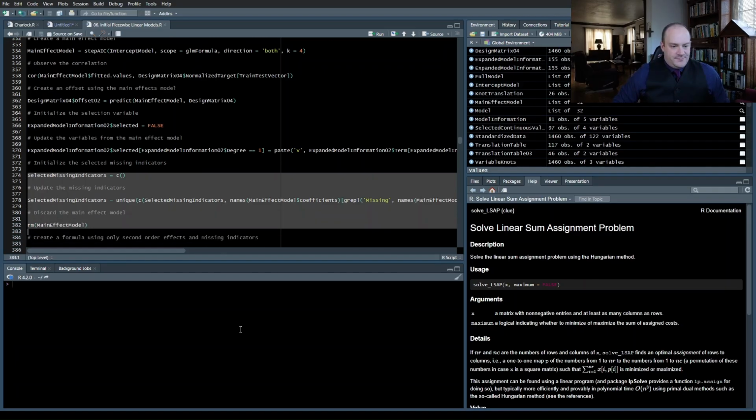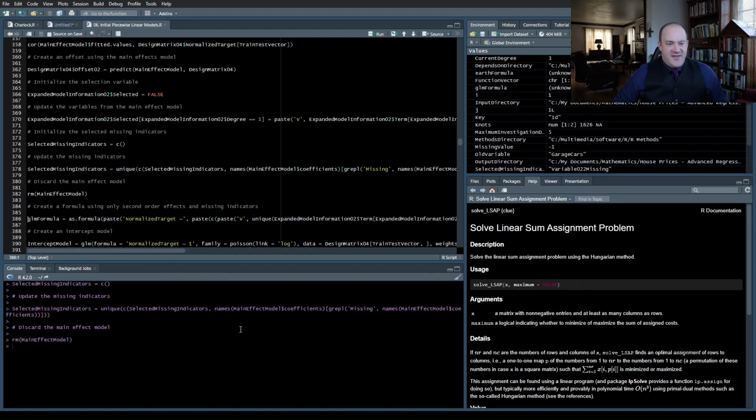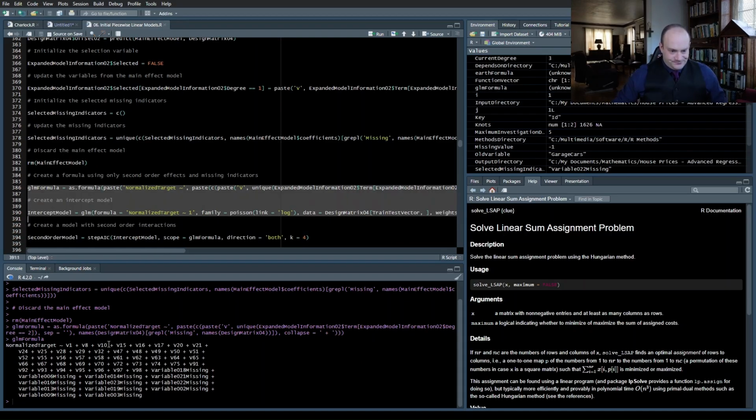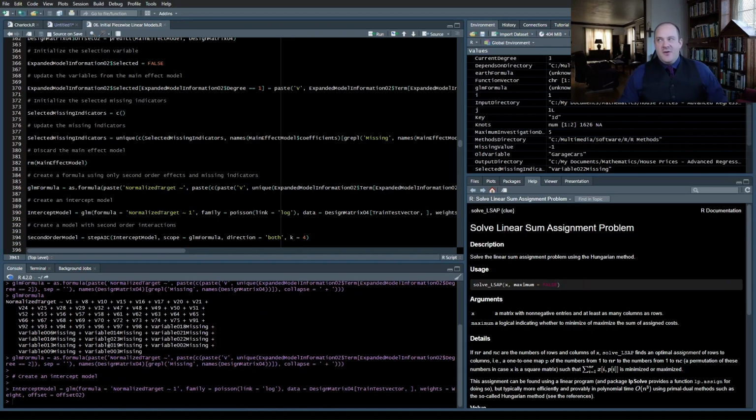Now that we have a model of terms which contain one factor, we're going to begrudgingly say, okay, we'll allow a little bit more complexity. Now we're going to create a formula where these are all of the terms that have two factors in them. They're more complicated in terms of their explanation, but hey, we'll see what comes out of it, all right? And so we are going to create the second order model using the first order model as an offset.